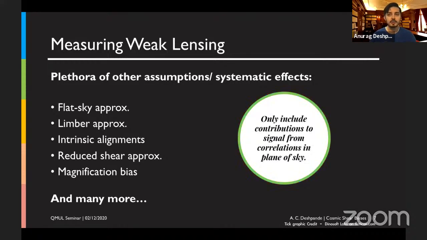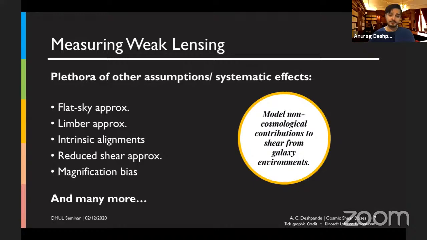Then there's the Limber approximation, which I think you had another seminar about recently, or will have, where essentially you only include contributions to your lensing signal from correlations in the plane of the sky. It's a little bit more complicated than that, because you don't exactly neglect the ones not in the plane of the sky. You use a projection to basically project them into the plane of the sky.